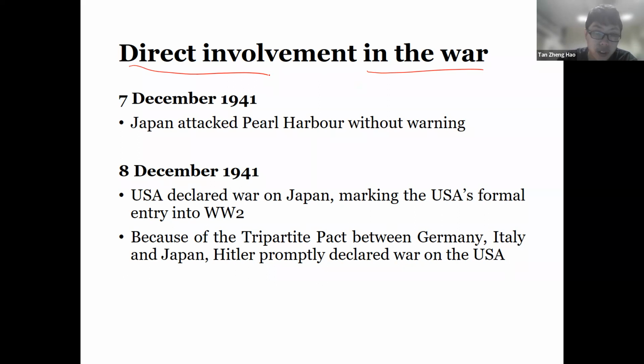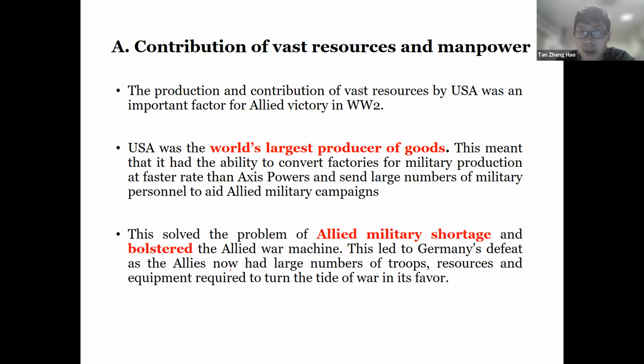There's this pact between Germany, Italy, and Japan. So Japan declared war on the USA, and the USA declared war on Japan. Germany, being a friend of Japan, came in to defend Japan and declared war on the USA as well. So the USA got involved in fighting Germany. That's how it happened.